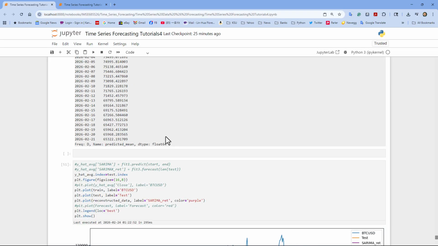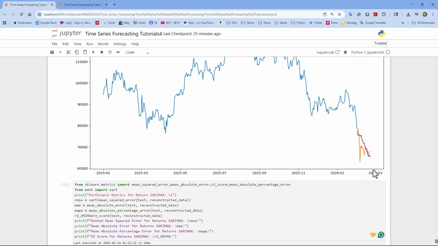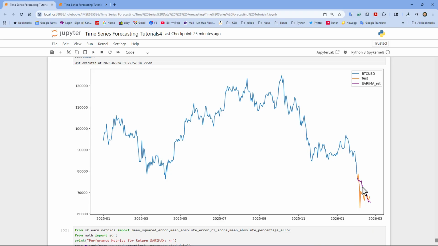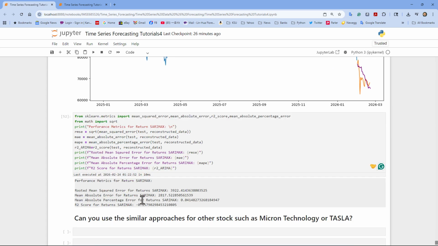So let's see how well this does. This also captured quite a bit of the original downtrend using the ARIMA model, SARIMAX model, basically. And we will see how good it is in terms of the performance metrics we have. Here it captured the downtrend, but not the volatility in the last part. We calculate the mean squared error, absolute error, absolute percentage error, and the R-squared.